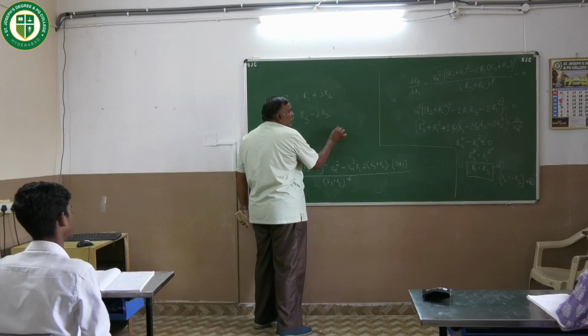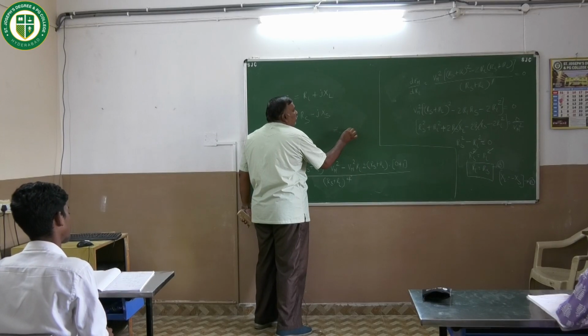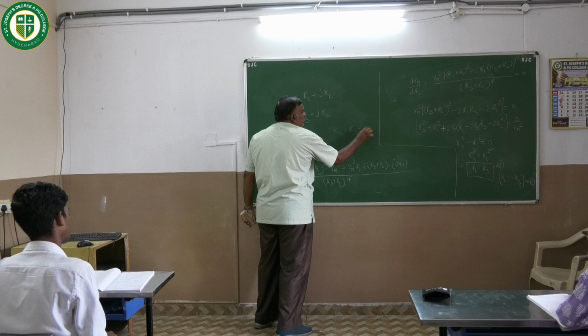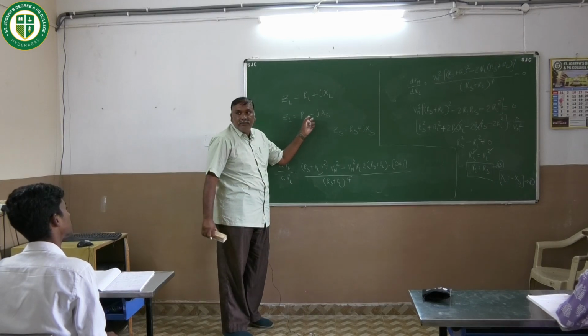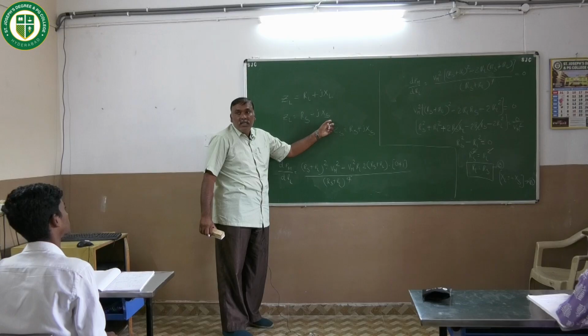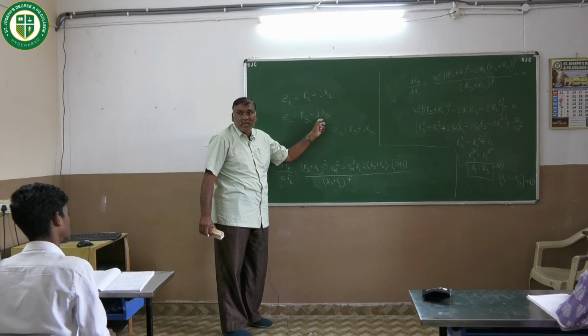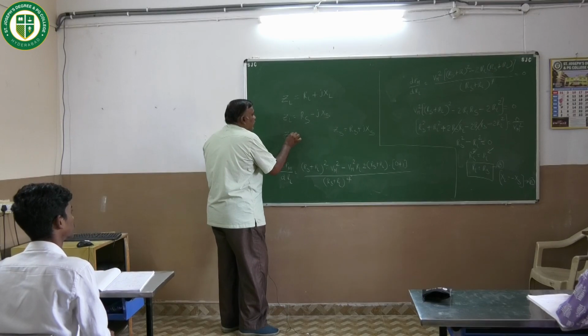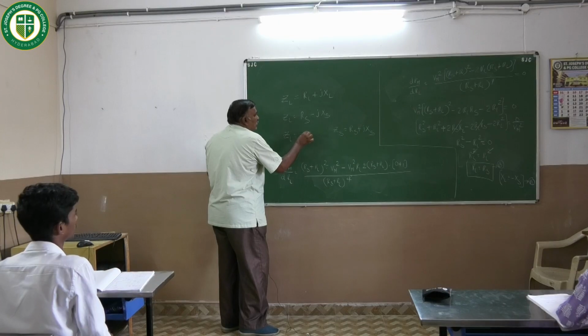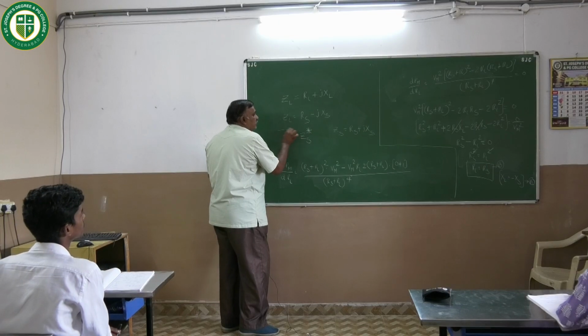Whatever the source that we took, we assumed as RS plus JXS. But what we got is going to be RS minus JXS. If the sign of the imaginary part is changed in a complex quantity, it is called a complex conjugate. So I can write ZL is equal to ZS star.